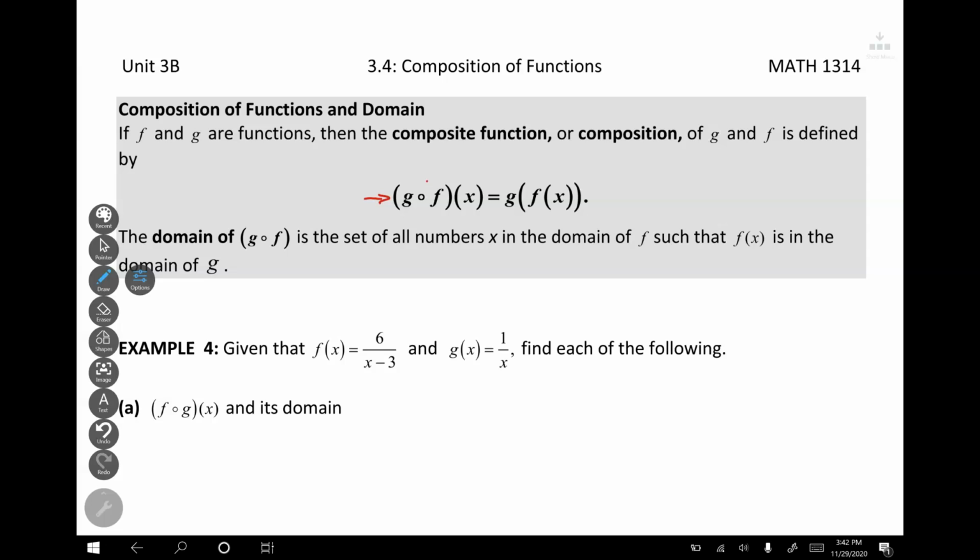So be careful, this symbol here, that means composition, not multiplication. So see how it's an open dot? That means composition. Which is the same thing as saying, if you have the g first and the f second, you're actually doing g of f of x. So you are actually plugging in the function f into the function g. Okay, so this means the same thing, g of f of x.